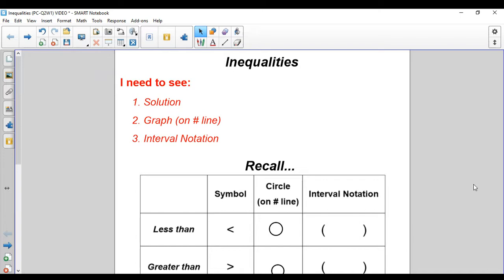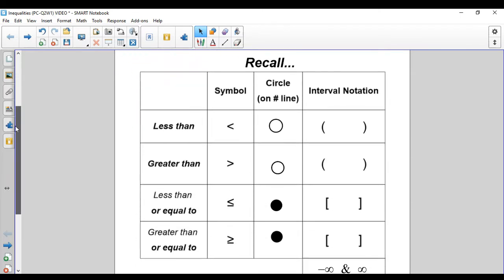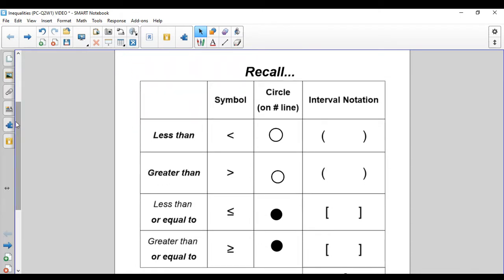Some things to recall with inequalities. First of all, just based on the symbols. We got the symbols, recap there. On a number line, the circles that you fill in, if it's not or equal to, it's open. If it's or equal to, it's closed or filled in, whatever you want to call it. When it comes to interval notation, you're going to put parentheses when you see less than or greater than. So you're going to use brackets when you see or equal to's.